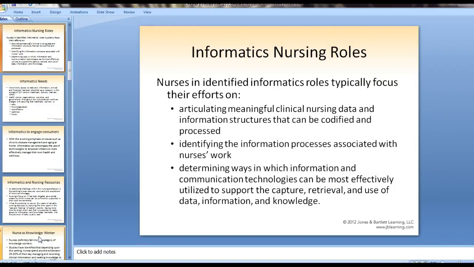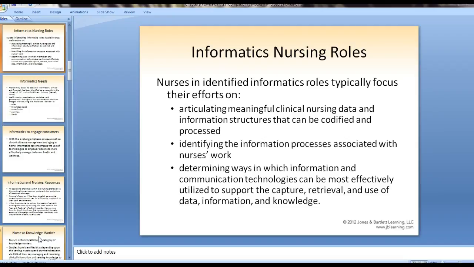So nurses in identified informatics roles typically focus their efforts on articulating the meaning of clinical nursing data and information structures that can be codified and processed. So what data is clinically nursing specific, and then how can we code it and process it to present the information in a standardized way?